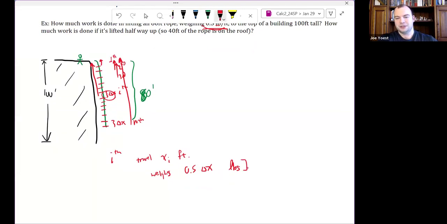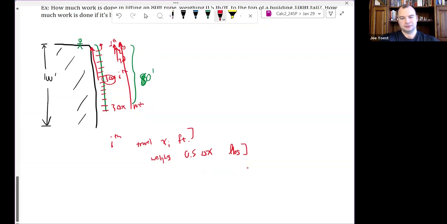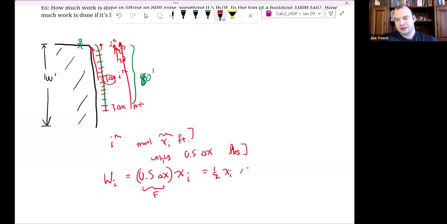So I have a force times a distance. The work that I need to apply to get that little chunk of rope up, if I imagine slicing it off and hanging it in midair and then levitating it up to the top of the roof, would be force times distance. It would be 0.5 delta X, that's the force bit, times the distance, x_i. So this is going to be 1/2 x_i delta X.